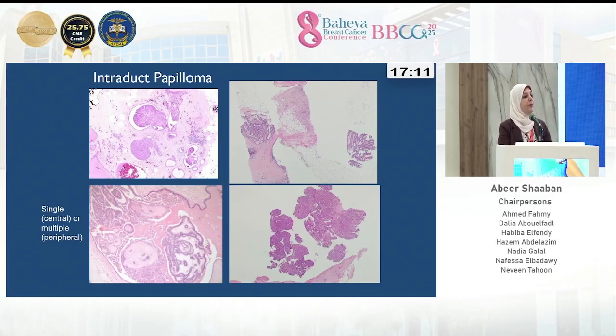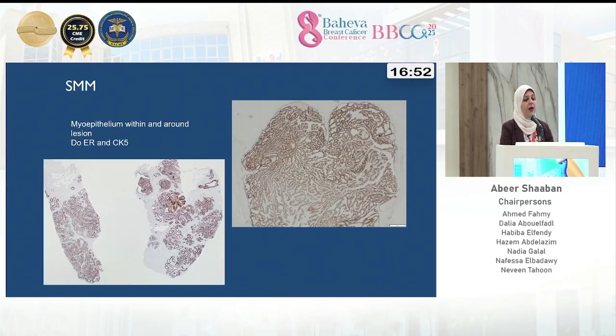So this is the benign entity, intraduct papilloma, which can be single, central, and associated with nipple bloody discharge, or multiple and peripheral. The multiple papillomas are associated with a higher risk of cancer. If we approach one, we need to look for the fibrovascular cores that are there and the covering epithelium.